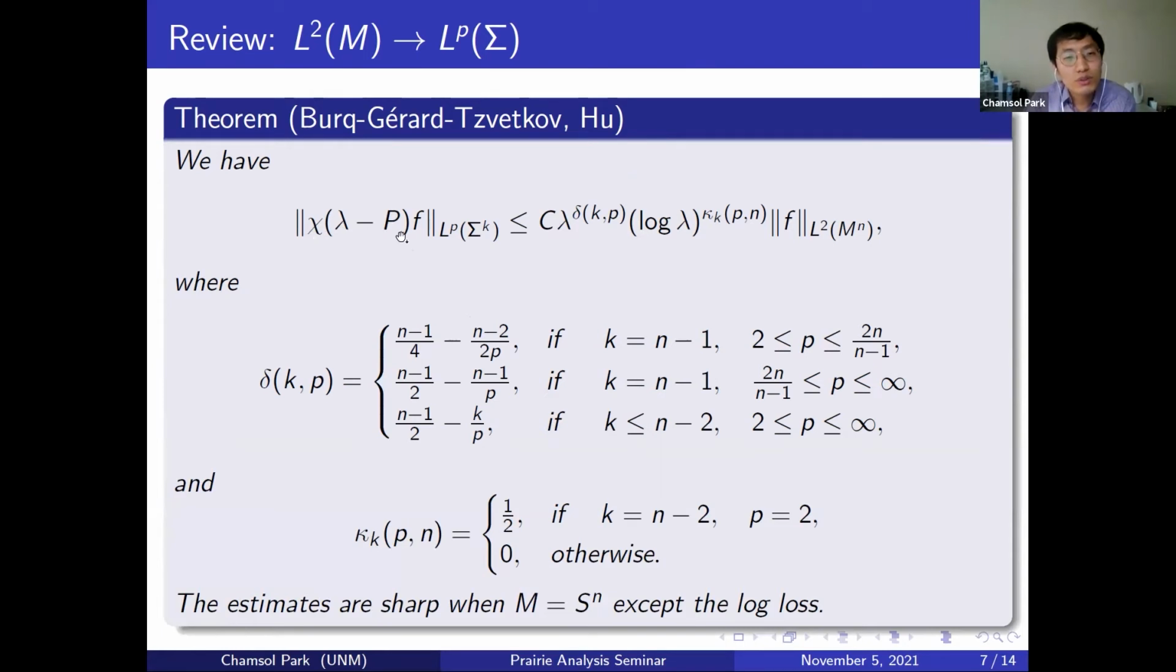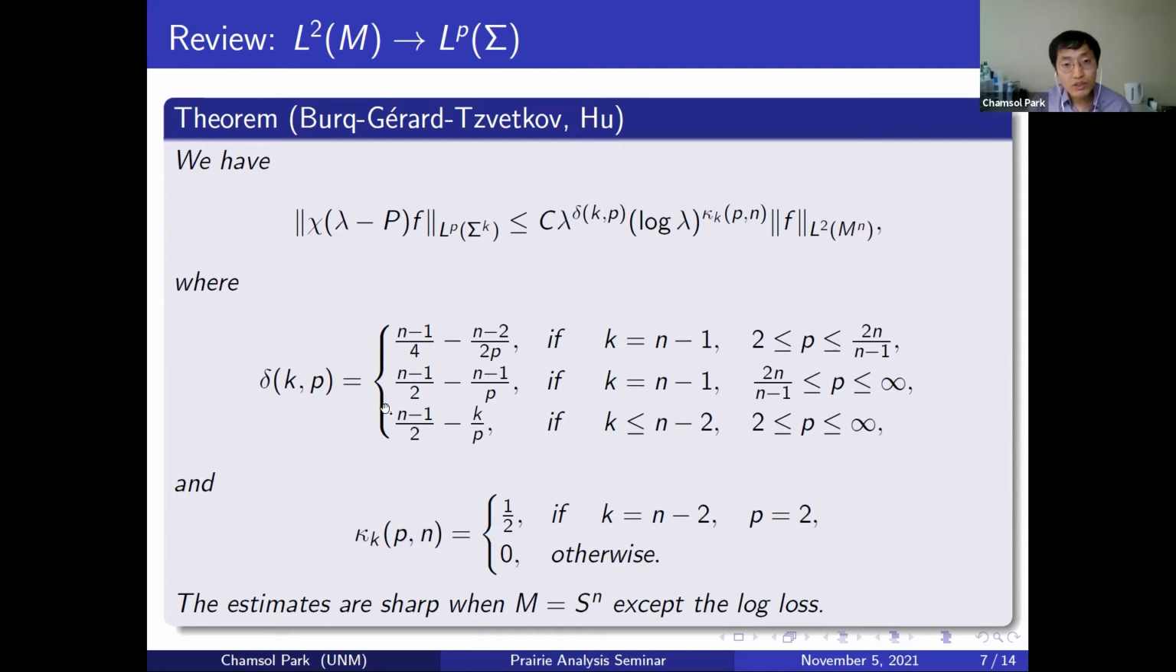The operator norm of this approximation operator from L2 to LP is bounded above by this kind of quantity, where delta of k,p is expressed like this, and kappa of t is expressed like this. Here n is the dimension of the ambient manifold M, and k is the dimension of the submanifold sigma. And these estimates are sharp except for the logarithmic term here on the unit sphere, and they have shown something like this.